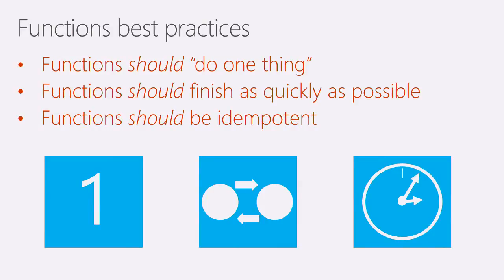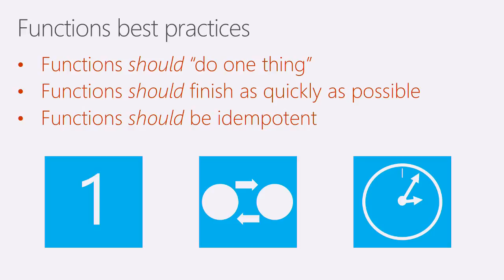Your functions should really only do one thing when you write them. If you have a complex processing pipeline, break that pipeline into a bunch of different functions. Have those functions chained together through something like queues. But try to write each individual function so that it's only really doing one thing. And if you do that, then my second item here will kind of come for free. If you're only doing one thing in your function, then it should finish pretty quickly.